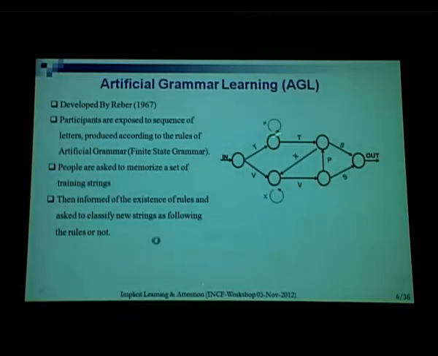So T, and if you stay in this state, you can generate P, then transit from here to here, T, T, P, T, S, and that is a valid sequence from this. So this generates a huge number of sequences.